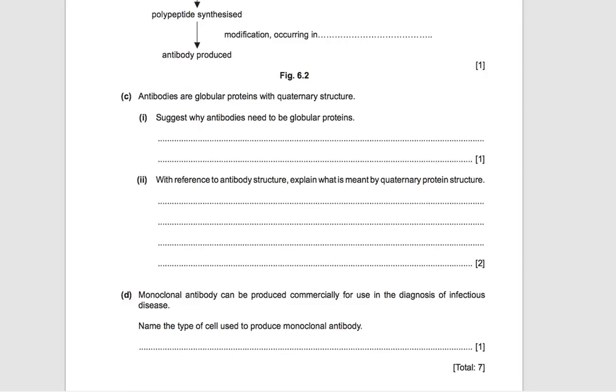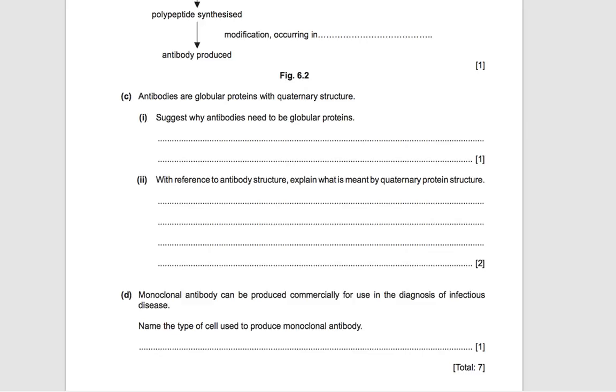Antibodies are globular proteins with quaternary structure. Suggest why antibodies need to be globular proteins. So this is so that they're soluble in the blood or in any other tissue fluid so that they can get to their target. And the quaternary structure and the tertiary structure, in fact, allows for the formation of the variable site as well. So if it was a fibrous protein, it would be very difficult to transport it to the site of infection. So that's why they need to be a globular protein.